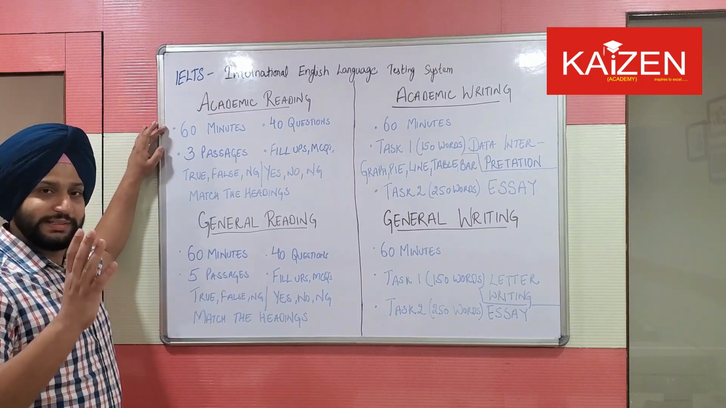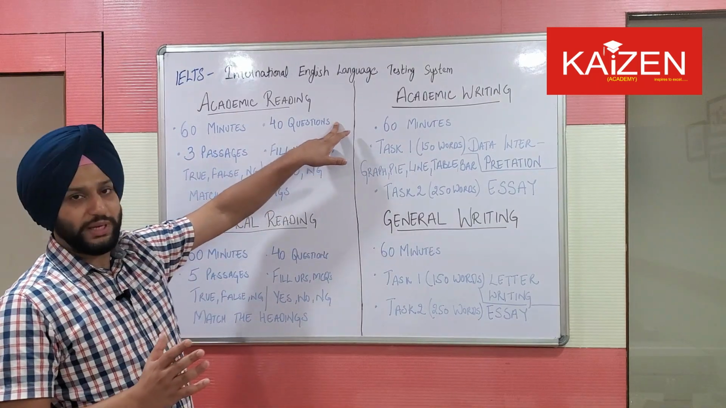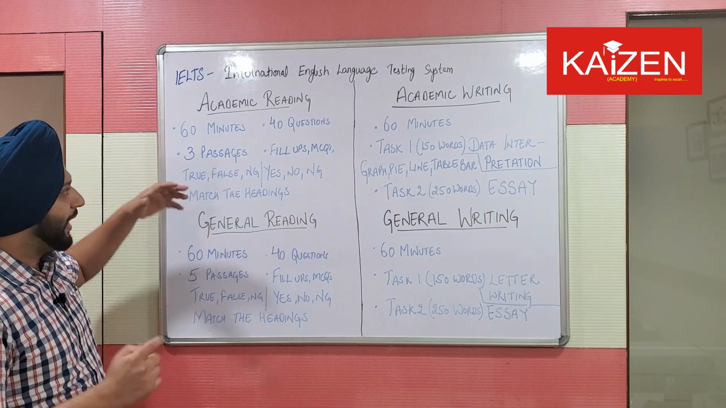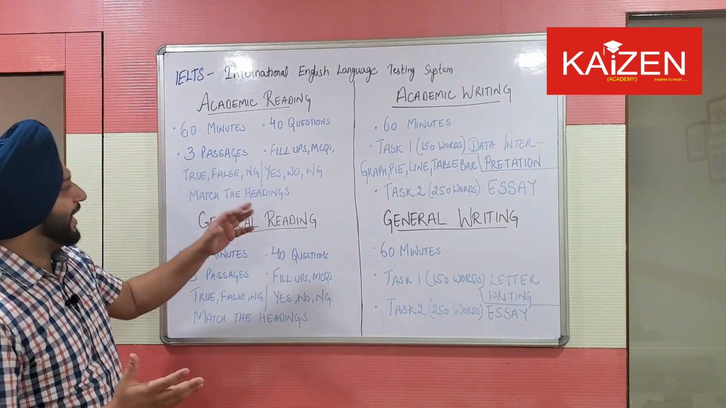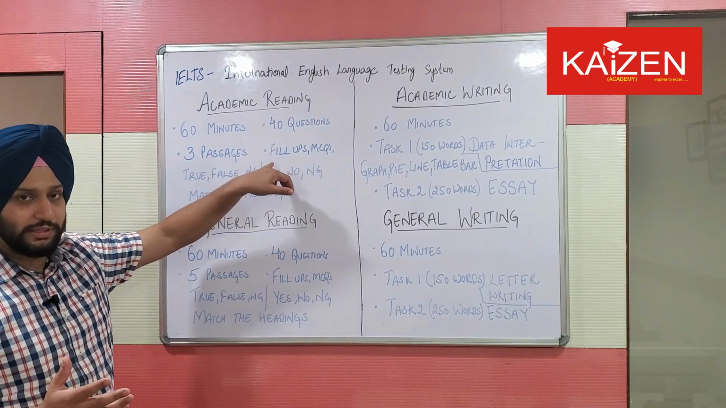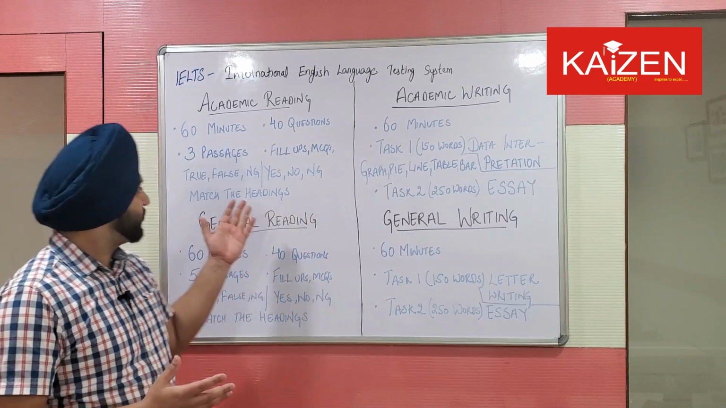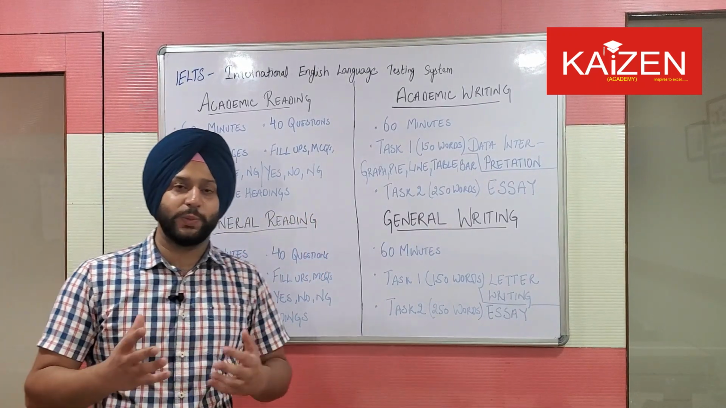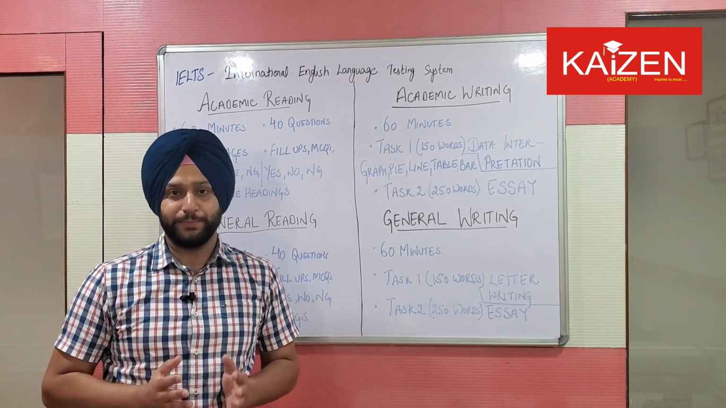Duration 60 minutes, that is 1 hour. Total number of questions 40. 3 passages, and the question forms can be in the form of fill-ups, MCQs, true false not given, yes no not given, or match the headings. So these are the question types for academic reading.